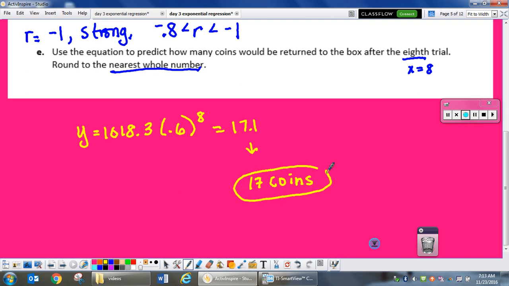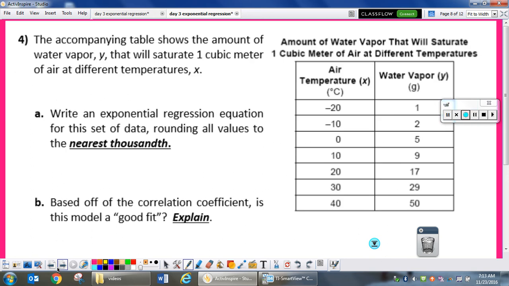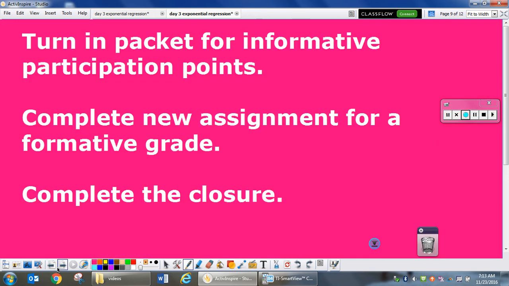So I've gone through 2 examples, so your job is to finish the packet, so 2, 3, and 4. Get this checked by me or Miss Young, and then you'll get your informative points, and then you'll pick up your new assignment, which will be for your formative points, and then you'll have a closure as well.